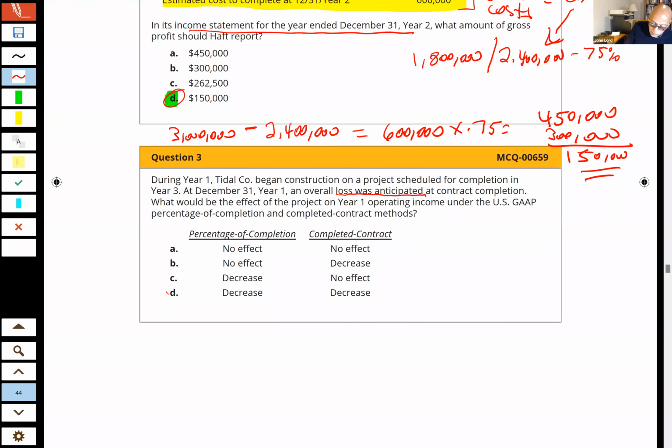If we anticipate a loss, we take that loss immediately, both under completed contract and percentage of completion. So as soon as we take that loss, our what? Our net income will decrease in both cases, right? Our operating income will decrease. Thus, our net income will decrease. Take the loss immediately. Question on that one? I'm not sure why we didn't get 100% on it.